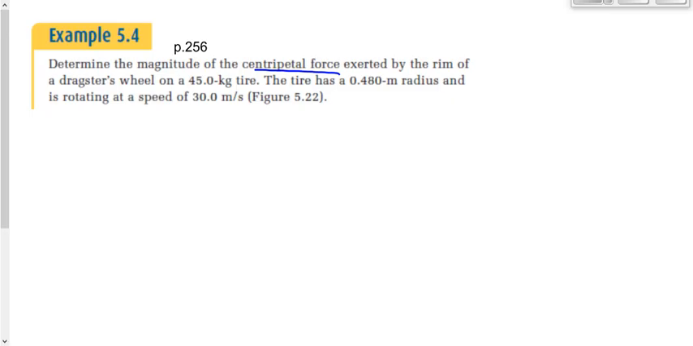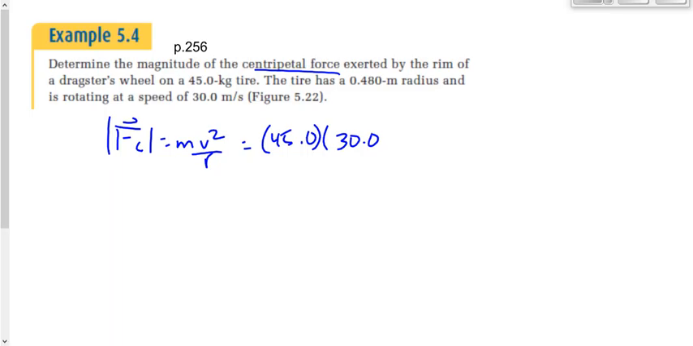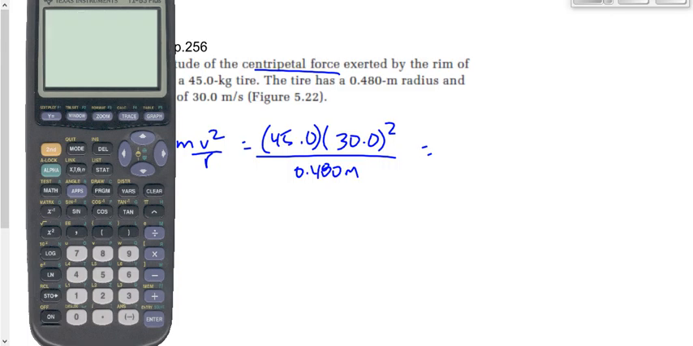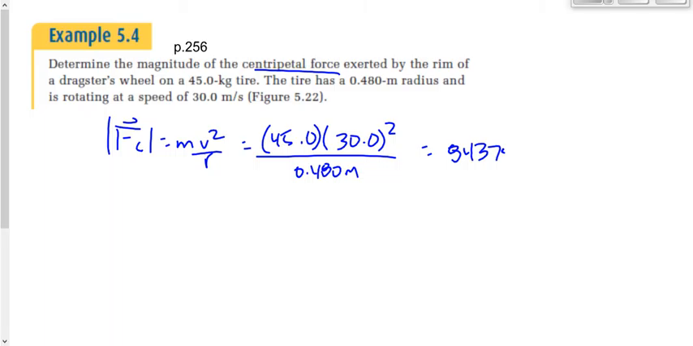Sebastian? Yeah. Let's see what the force has to be for this one. Let's say FC is equal to mv squared over r. m is 45 kilograms, v is 30 meters per second, and don't forget to square that, over r, which is 0.480 meters. So what do we get when we do this? 45 times 30, don't forget to square it, divided by 0.480 gives me a force of 84,375 newtons, which, to three significant digits, is 8.44 times 10 to the 4 newtons.